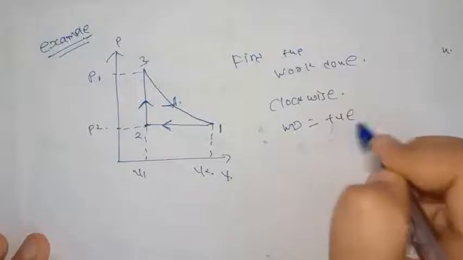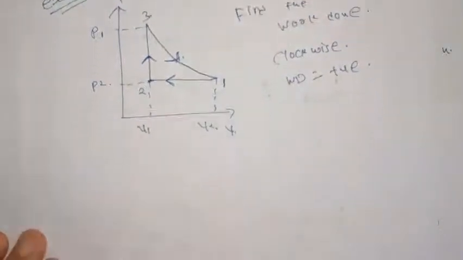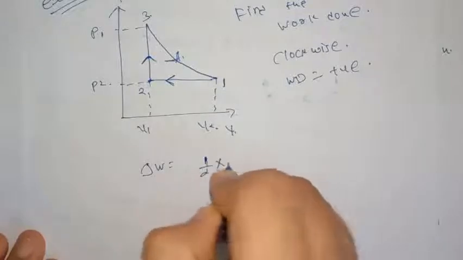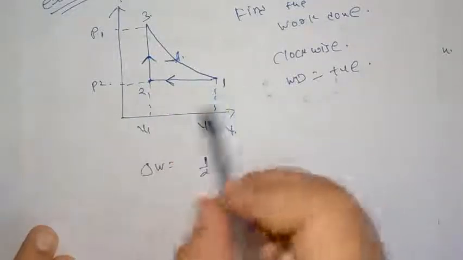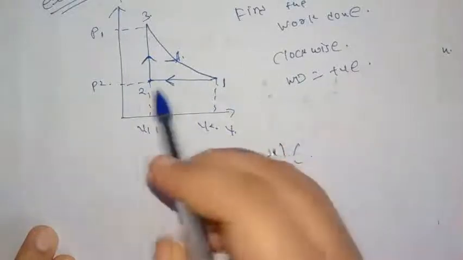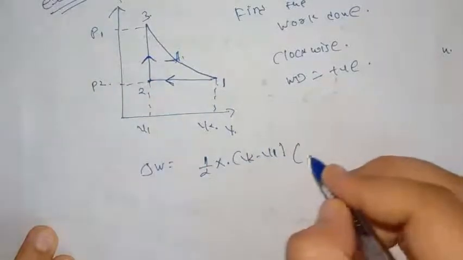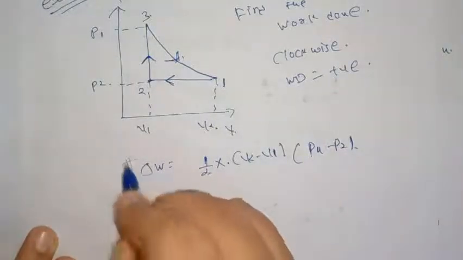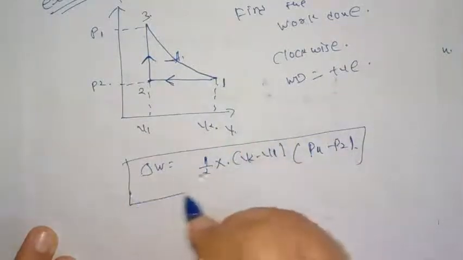So work done will be positive. So delta W will be equal to half into base into height. Base is V2 minus V1 and height is P1 minus P2. So this will be the work done in the process.